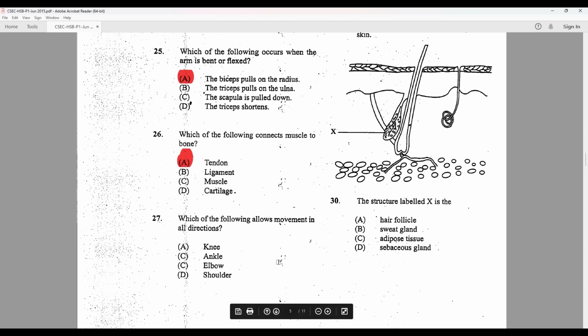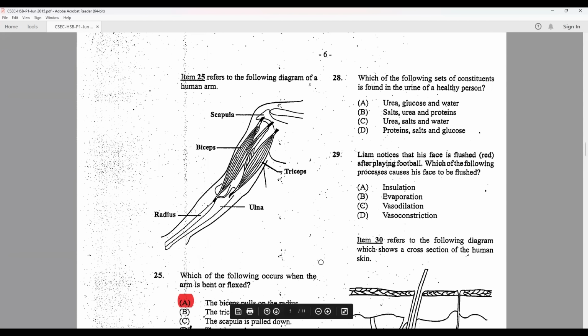27, which of the following allows movement in all directions? They give you the knee, ankle, elbow, and shoulder, and the shoulder is a 360-degree joint, which is a ball and socket, and that one allows us to go in all directions. So D for 27. 28, you see we're entering into excretion and homeostasis.